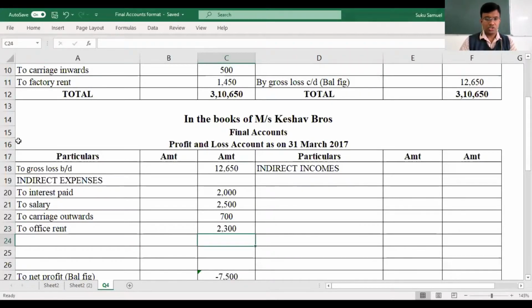Then we have insurance. For insurance, we have an adjustment, but let's first consider the insurance premium. The amount is 780, and from insurance we have prepaid insurance. When you have prepaid insurance, you will have to subtract, and prepaid insurance is 200. So that works out to be 580.